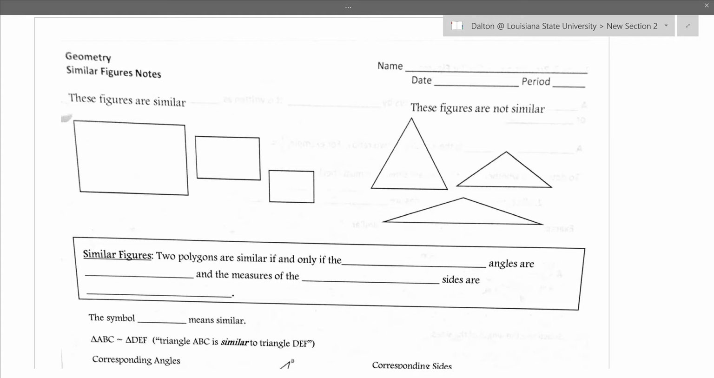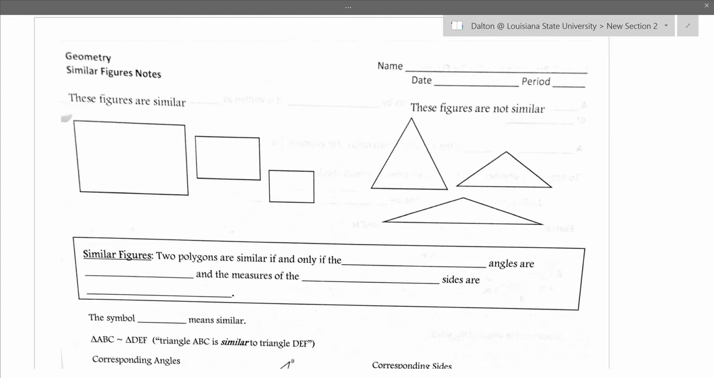Our next chapter is on similar figures. So we just finished talking about congruent shapes. Congruent shapes have the same size, same shape, everything about them is literally the exact same. The sides are the same length, the angles are the same measure, and they look the exact same. Similar figures are similar. They're not congruent.